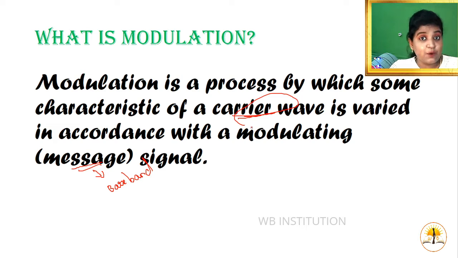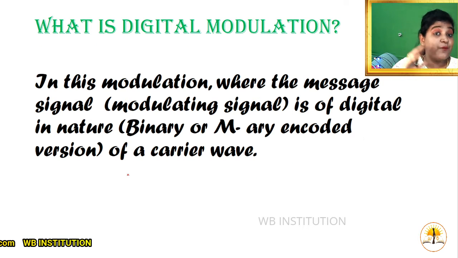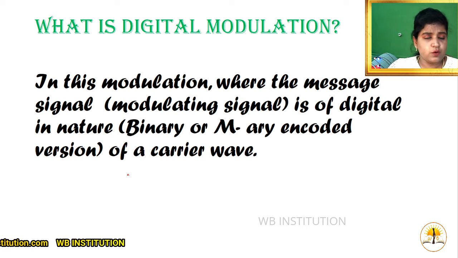What is a carrier wave? It is a continuous sinusoidal wave. This is a carrier wave. So modulation is a process in which the carrier wave is varied with respect to the message wave. This is called modulation. Clear? Hope you understand what exactly modulation is. Okay, we are clear what is modulation.